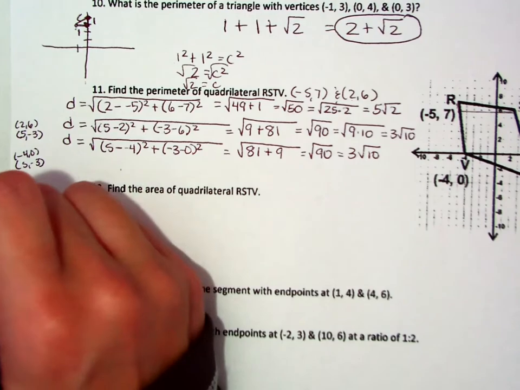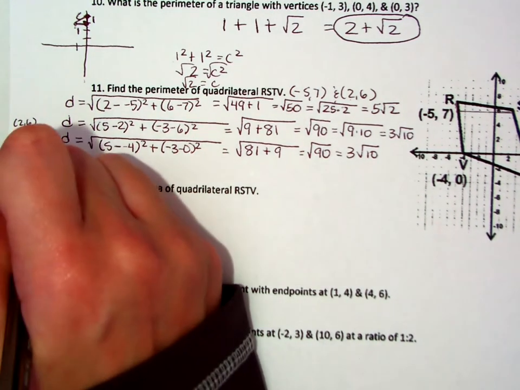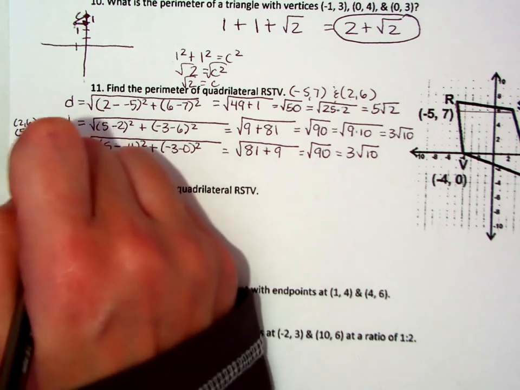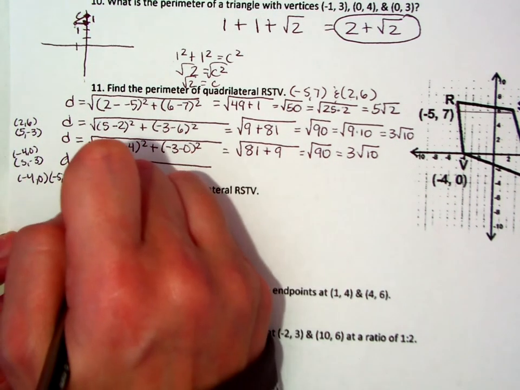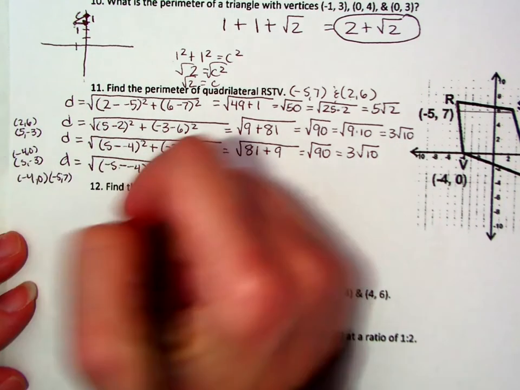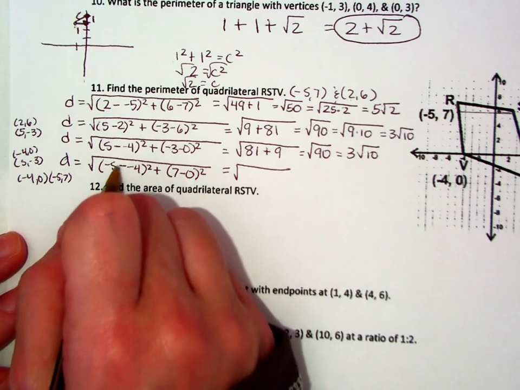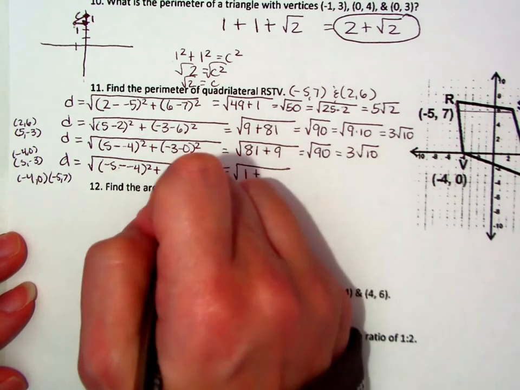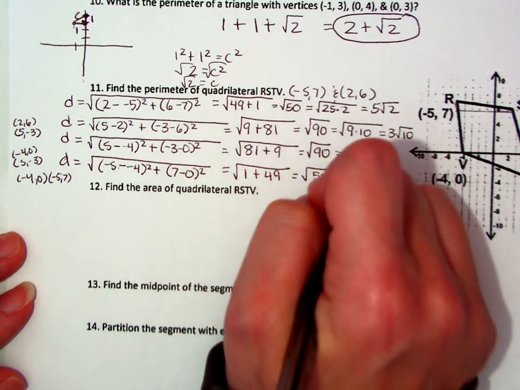And we've got one more. The last one here, we've got -4, 0, and that is going to be paired with -5, 7. So distance is equal to the square root of x2, which is negative 5, minus x1, which is negative 4, squared, plus y2, which is 7, minus 0 squared. Let's clean this up. Negative 5 plus 4 is negative 1 times itself, which is positive 1, plus 7 minus 0 is 7 squared, which would be 49, which is the square root of 50, which we already found to be 5 square root of 2.